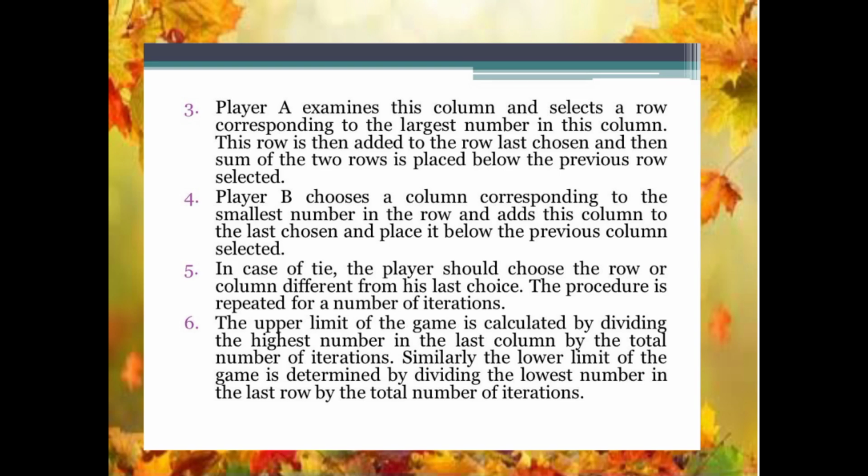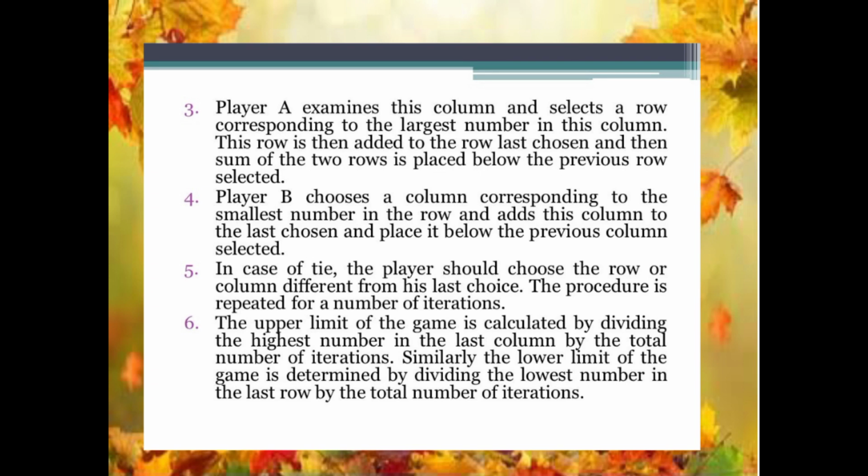Third, player A examines this column and selects a row corresponding to the largest number in this column. This row is then added to the row last chosen, and the sum of the two rows is placed below the previous row selected. Fourth, player B chooses a column corresponding to the smallest number in the row and adds this column to the last chosen and places it below the previous column selected.